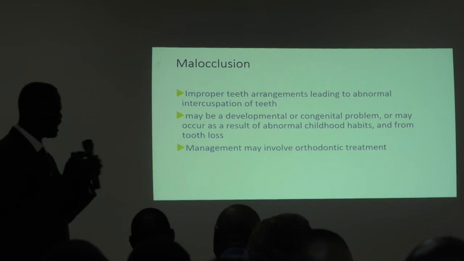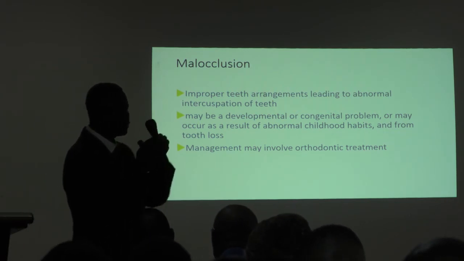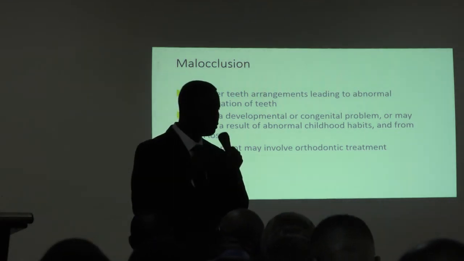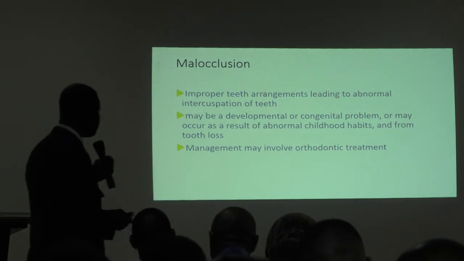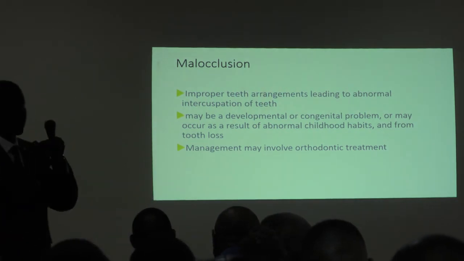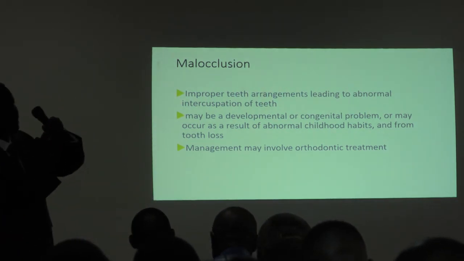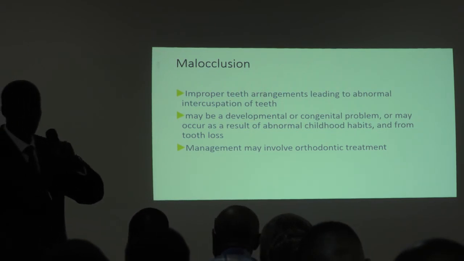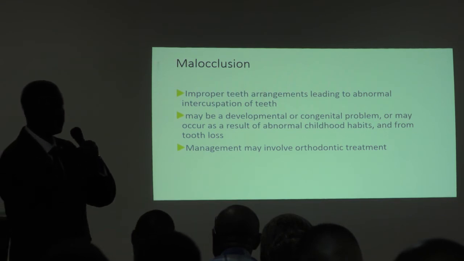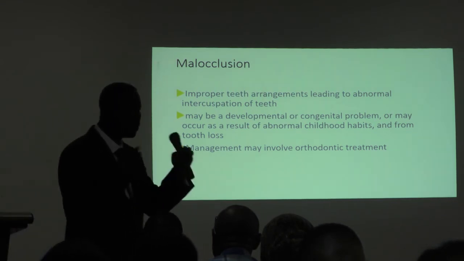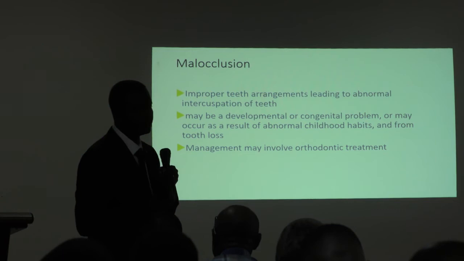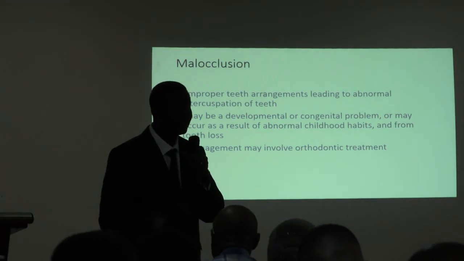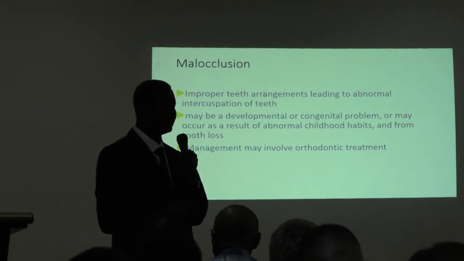So that is malocclusion, an abnormal arrangement of the teeth, as opposed to normal occlusion. That's one whereby the upper teeth slightly overlap the lower teeth. The normal occlusion is what we call the class 1 occlusion. Others are malocclusion, the 2 and the 3.